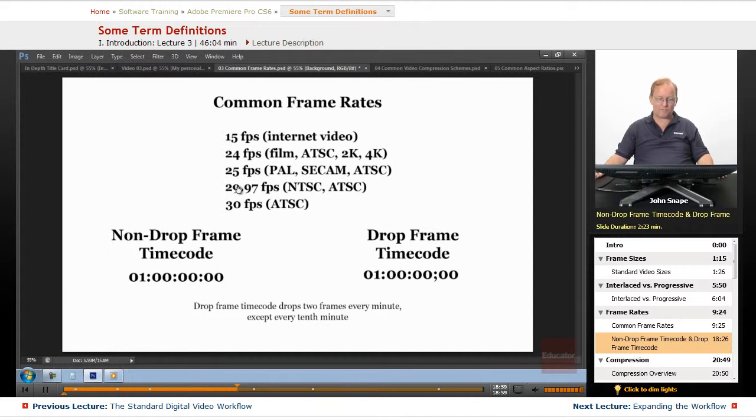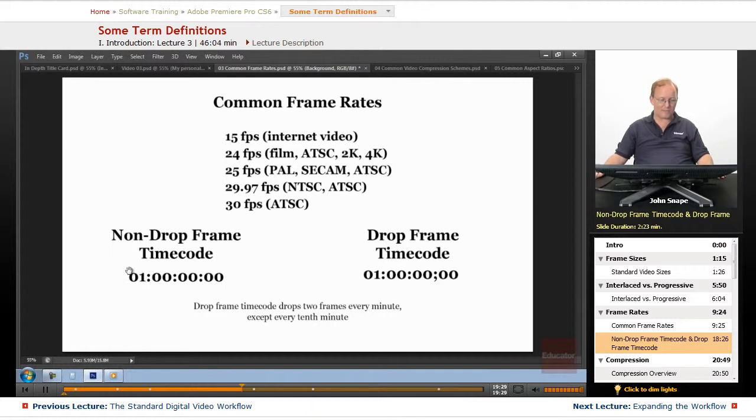If you have 29.97 or you have 23.975, you're going to have a drop frame time code, which is the standard time code, except that right before the frame numbers, there is a semicolon. The non-drop frame, which would be 30, 24, 25, that would be a standard time code, except that there is a colon before the frame numbers.